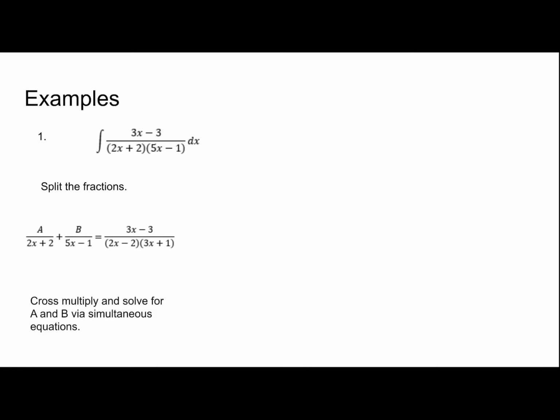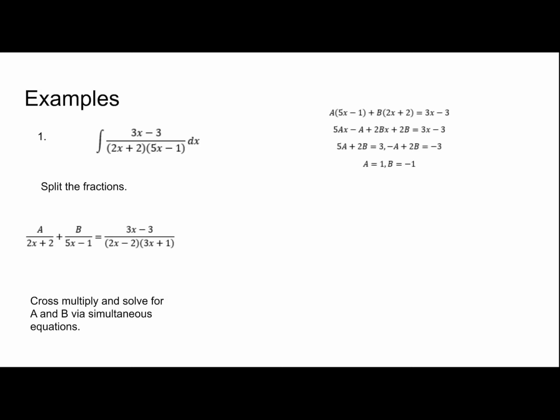Alright, so now we're coming back to our general idea. We're going to cross multiply and solve for a and b via simultaneous equations. If you cross multiply, you should get 5ax minus a plus 2bx plus 2b equals whatever's on the top to begin with, which is 3x minus 3. So x is a term and negative 3 is a term. All our x terms on the left-hand side equal our 3, and all the non-x terms on the left-hand side equal our negative 3.